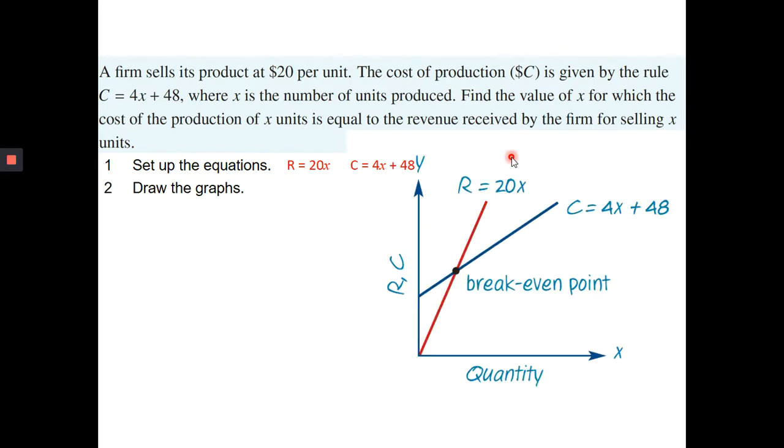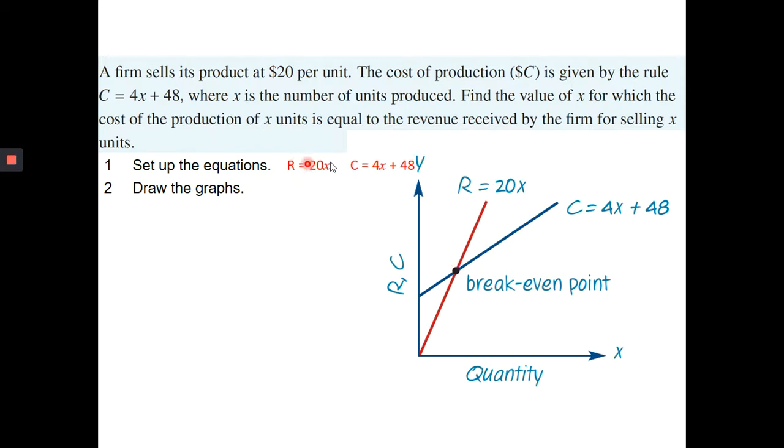Now, the key, we could draw the graphs. We could draw the two graphs and we could see there's this 4x plus 48 crosses at 48. There's the point 48 and it's got a gradient of 4. This one here, there is no plus something at the end, so that means it crosses at 0 and it's got a much steeper gradient, a gradient of 20. We can see there's the break-even point, the point where the two lines meet. So that's why we've already done simultaneous equations, because simultaneous equations tell us the point where the two lines meet.